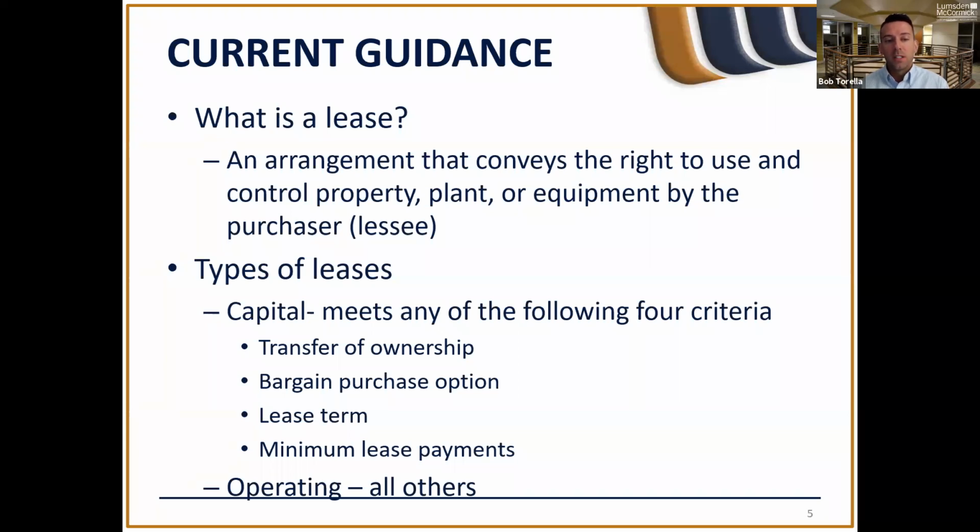Or the lease term exceeds 75% of the useful life of the asset. Or if the present value of the minimum future lease payments are at least 90% of the fair value of the asset, it would be classified as a capital lease. So if it meets any one of these four criteria, we treat it as a capital lease today. And if it doesn't meet any of these criteria, all the other leases are operating leases.